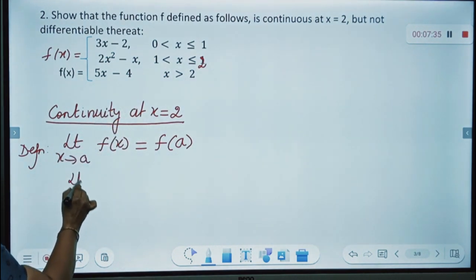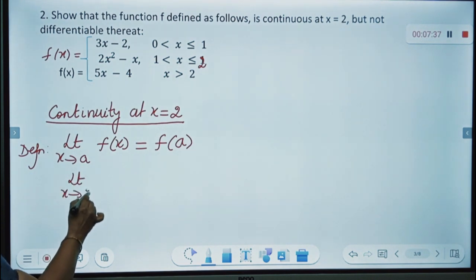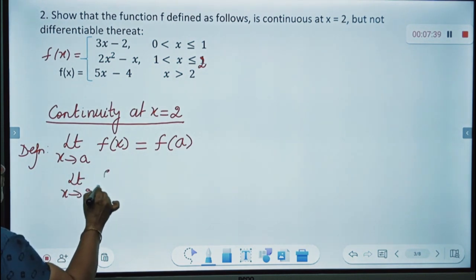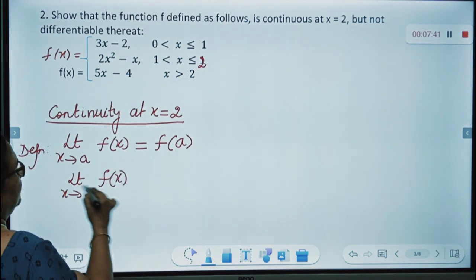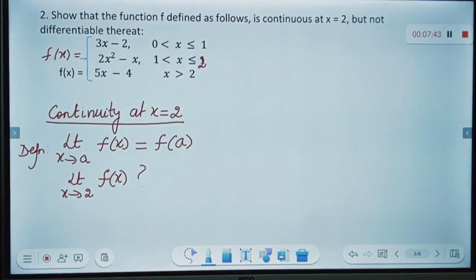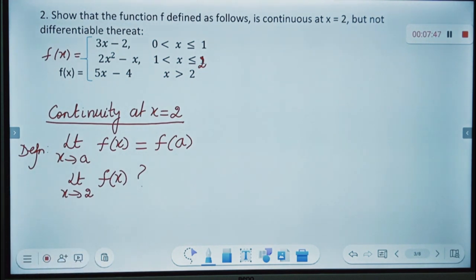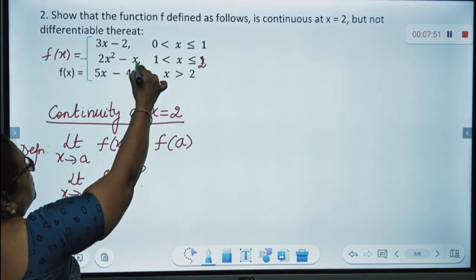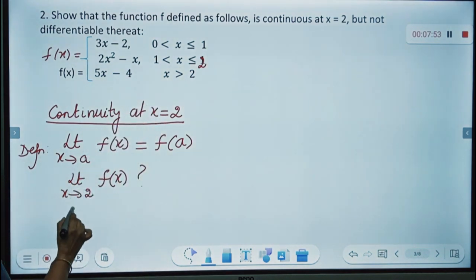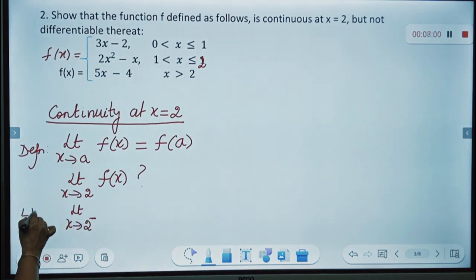So limit x tends to 2, f of x is what you need to find. Check whether it is also equal to f of 2. Here a is 2. Now, since we have 2 minus, the function is different. 2 plus, the function is different. Let us first find limit x tends to 2 minus, the left hand limit.